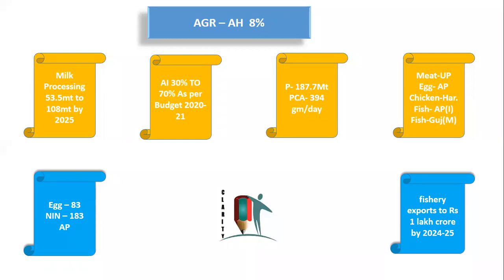हाईएस्ट मीट प्रोड्यूसिंग यूपी, हाईएस्ट एग प्रोड्यूसिंग आंध्र प्रदेश. चिकन हाईएस्ट कौन सा स्टेट प्रोड्यूस करता है? हरियाणा. ठीक है, उसी तरह से फिश आंध्र प्रदेश इनलैंड के लिए एंड मरीन के लिए गुजरात. एग प्रोडक्शन, ठीक है, हमें याद रखना 83 एज पर नेशनल न्यूट्रिशन. ठीक है, जो यूनिवर्सिटी है आपके हैदराबाद में उसके थ्रू 183 होना चाहिए. ठीक है. नेक्स्ट इज फिशरी. फिशरी की अगर हम बात करें, दी एक्सपोर्ट नीड्स टू बी increased from 1 lakh crore by 2024-25.